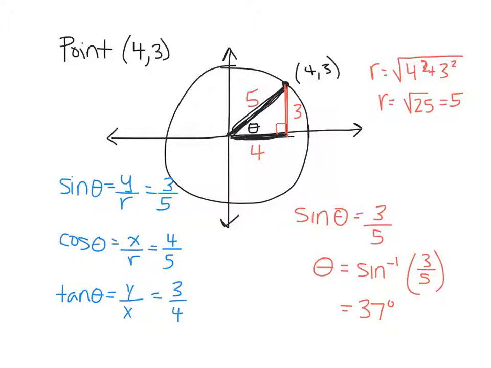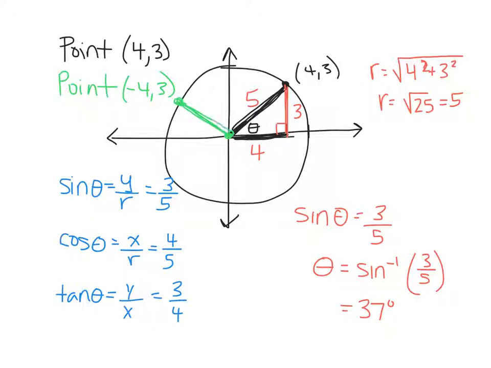So we know the angle there, theta, is 37 degrees. Say we did the same question, but this time, let's use the point over on the other side. So let's use a point (-4, 3), and let's see how that affects our values. So now we're going to use this point over here.